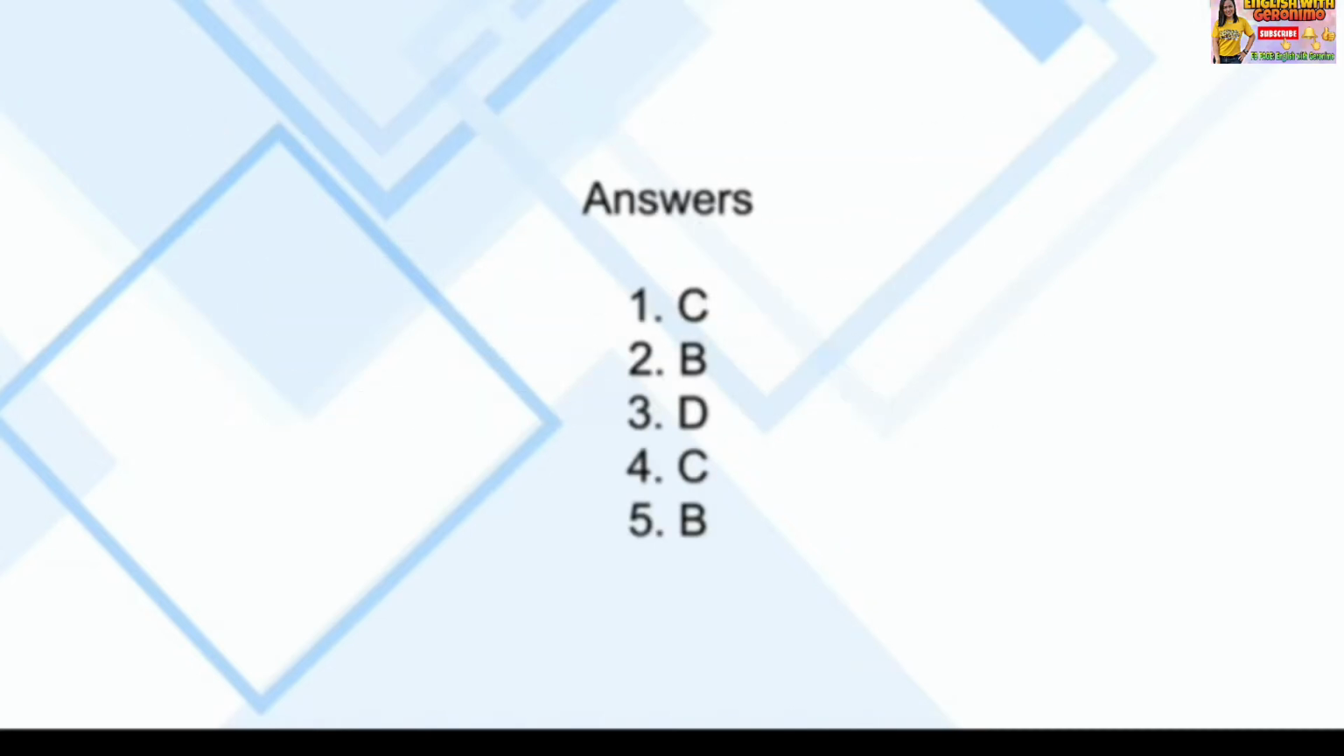Here are the correct answers. Number 1 is C, number 2 is B, number 3 is D, number 4 is C, and number 5 is B.